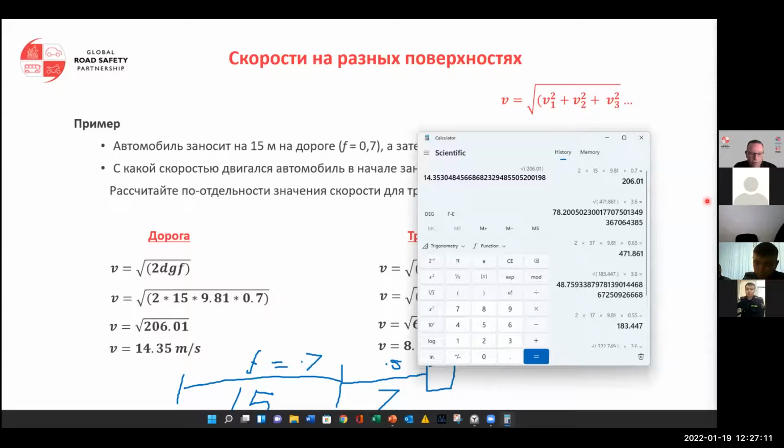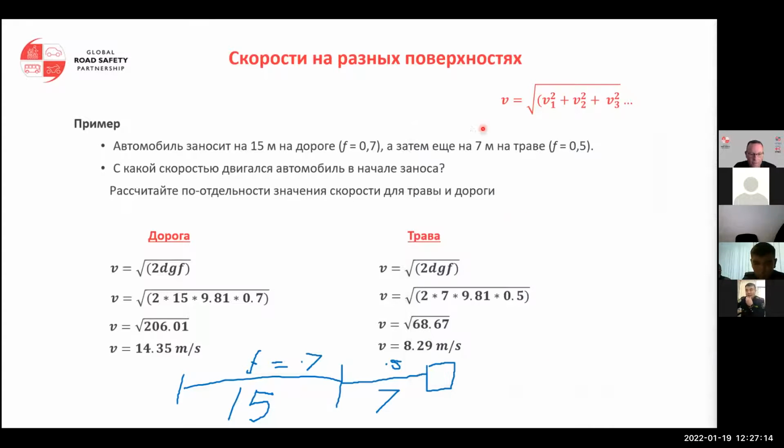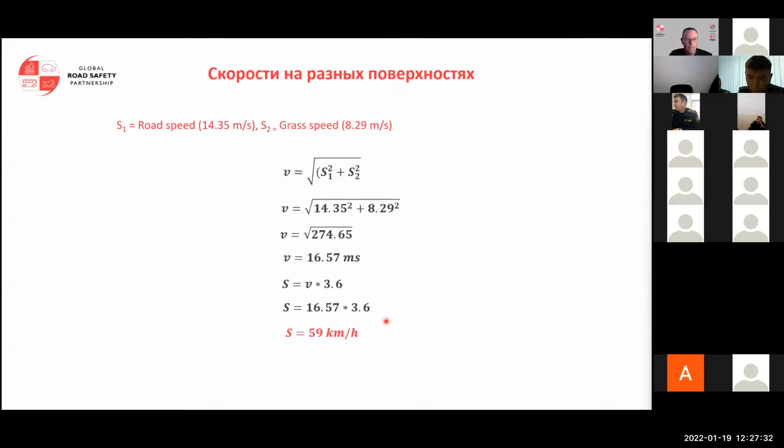So we have 2 times our skid length of 7 times gravity times our drag factor of 0.5 gives us the answer of 8.29 meters per second. So we now have velocity 1 for surface 1, velocity 2 for surface 2. Sorry, I've got an S instead of a V, but it is velocity. Now we're going to combine them using this equation. And ignore the S, it can be S, it can be V, because you can actually do this with speed as well, should you need to.